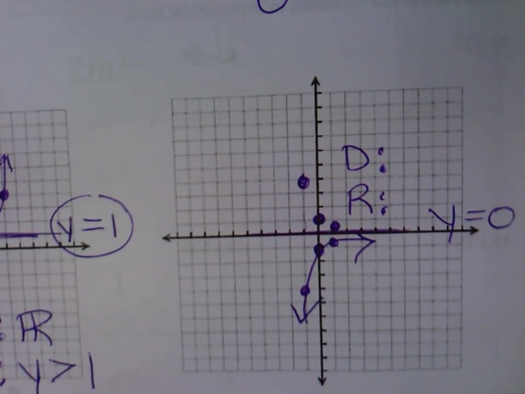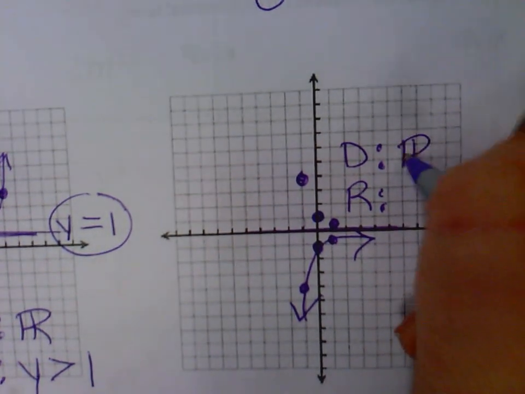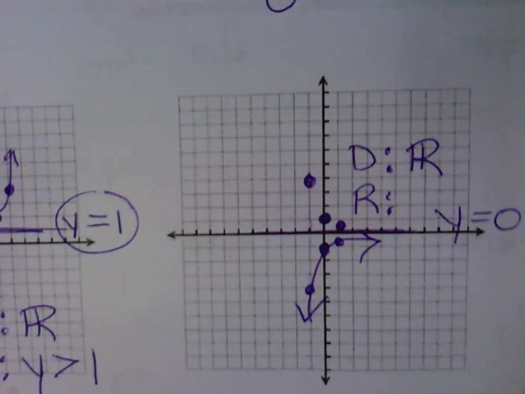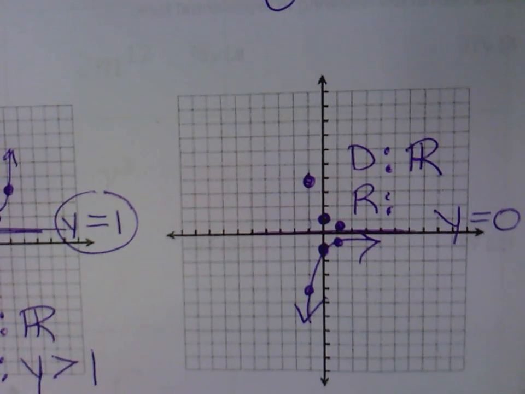So my arms can open as wide as I want, right? It keeps going this way. So my domain is always all real numbers. So what's my range? So here's my y values. So what does y have to be?